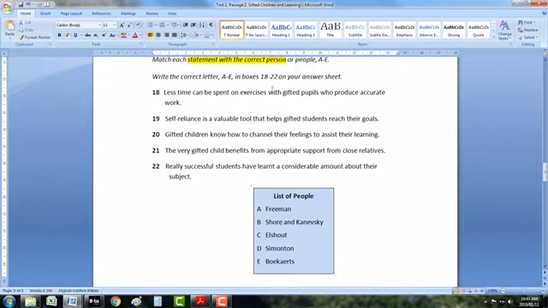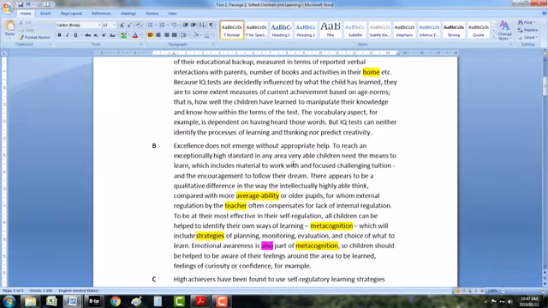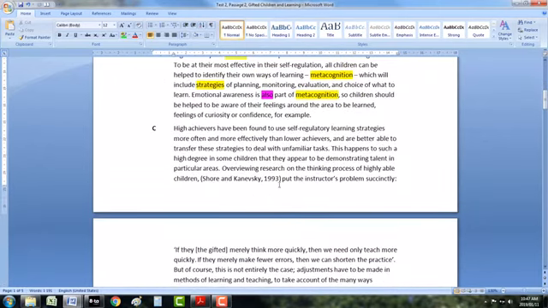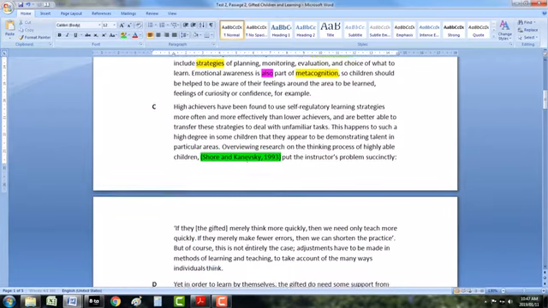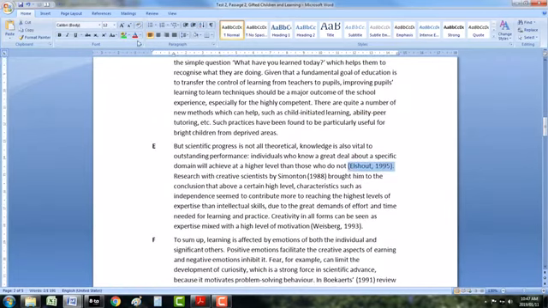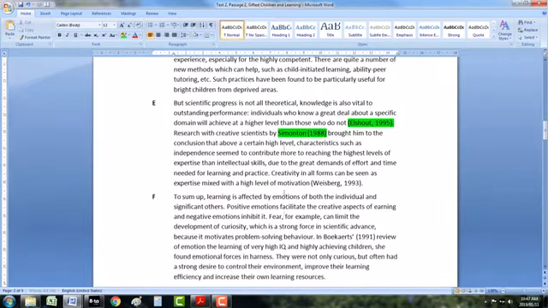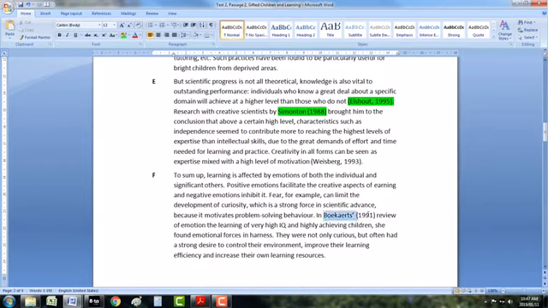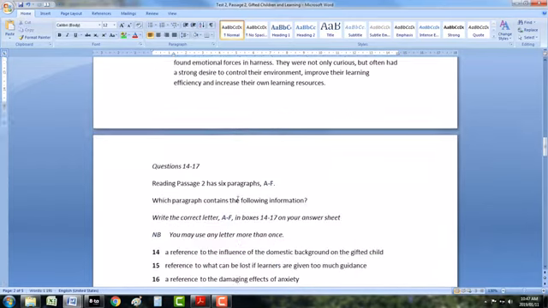Right. So you're not going to scan for this. This is going to be the paraphrase. This is what you're going to scan for, the names. Let's find those names. Freeman, Shaw and Kanevsky, Elshout, Summerton, Bookerts. Freeman is there. Keep on scanning. Sometimes they mention it twice in the text, so you need to be careful if it's mentioned again. Shaw and Kanevsky, Elshout, Summerton and Bookerts.